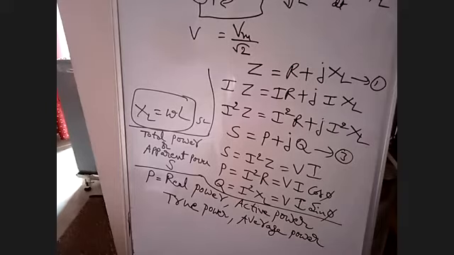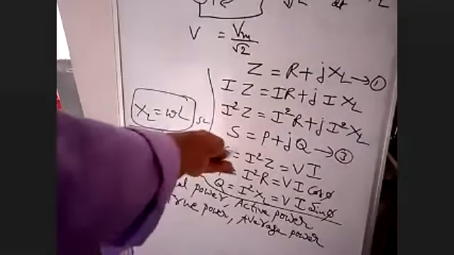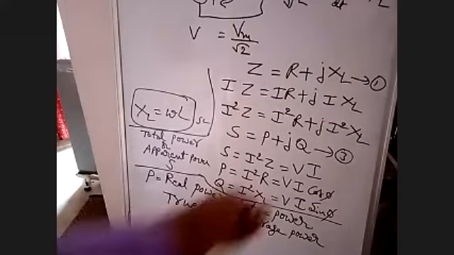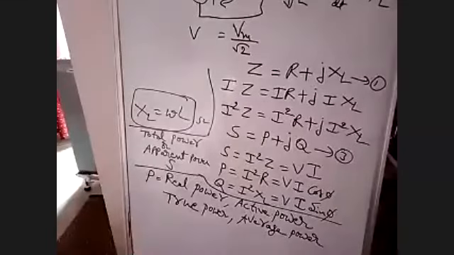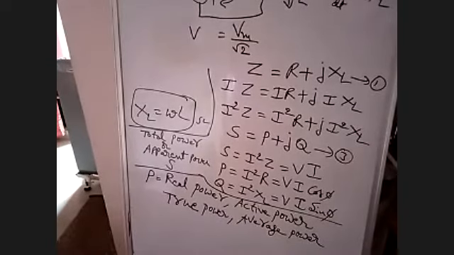Why is it called real power? See equation 3. In equation 3, P is the real part and Q is the imaginary part. That's why P is called real power. P is called real power or active power. We can call it active power, true power, and average power. With any name we can call it.